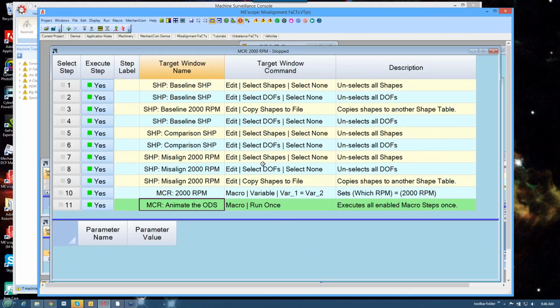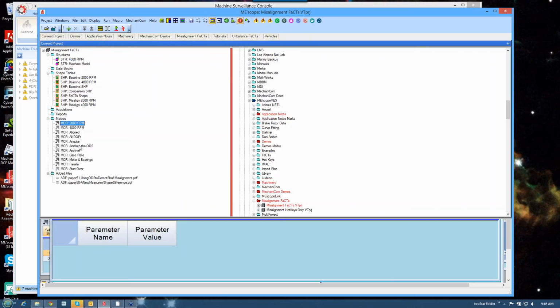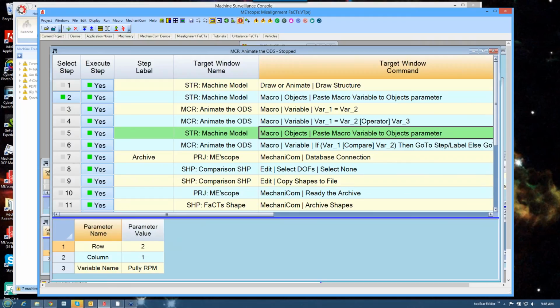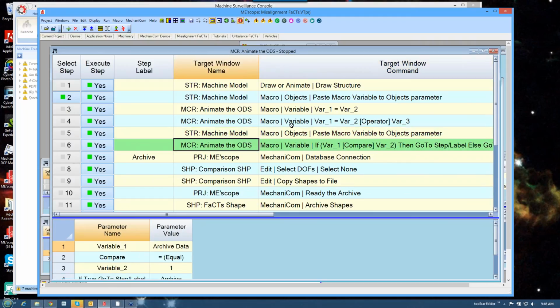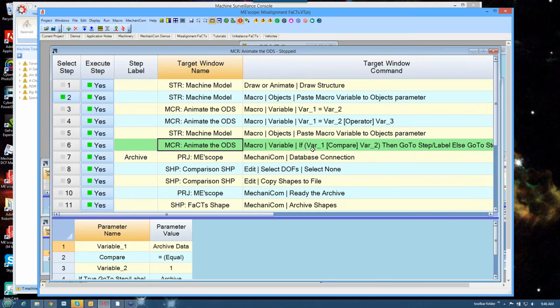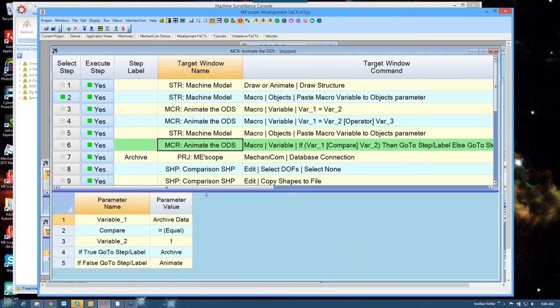All right, what else is going on here? Let me get it back. So this is, now it's coming down to another math statement. Let me make this a little smaller here so we can see what it says. It says, if variable 1 compared to variable 2, then go to step label, else go to this other step label. Well, this is called an if then else statement.